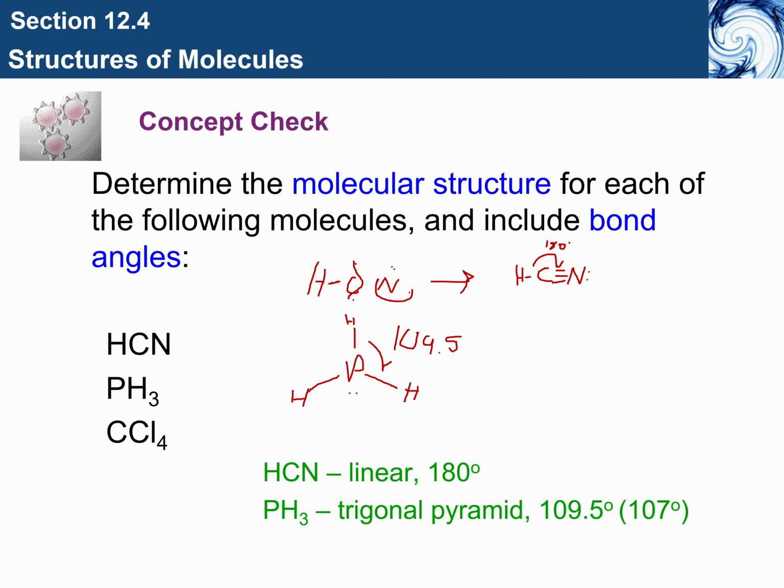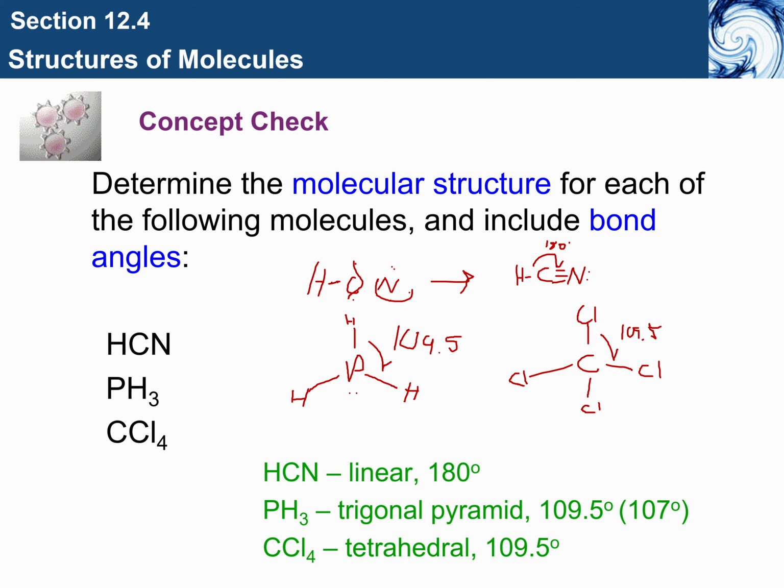And then our last one, this is just like methane, so if we go like this, and that one's coming down. I'm not going to draw all the electrons on the chlorines, but remember they have 7, so if they share 1 with that carbon, they're happy. And then this one will end up also being 109.5. But it is the other shape because there are 4 substituents. That's how we get that tetrahedral shape.